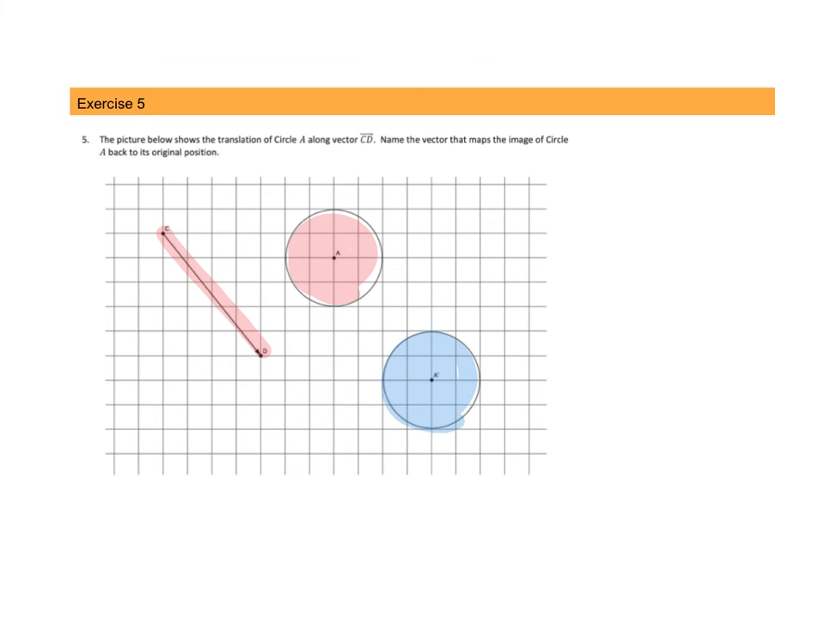It says, name the vector that maps the image of the circle back to its original position. So what would the vector be called for us to go back from A prime to where A was? Well, it's pretty simple. If we have CD going down this way and we're trying to move back, we're just going to go the opposite way. The only thing that changes is the order of our letters. So instead of vector CD, we are now going to move along vector DC. Okay, because we're starting at D and we're moving back up to our original image.